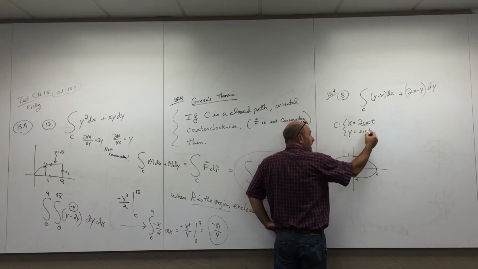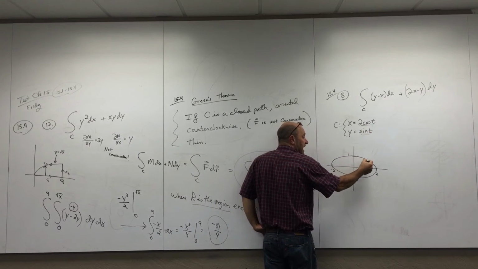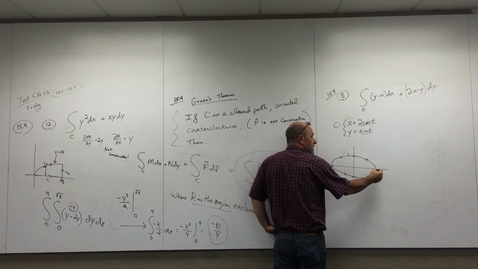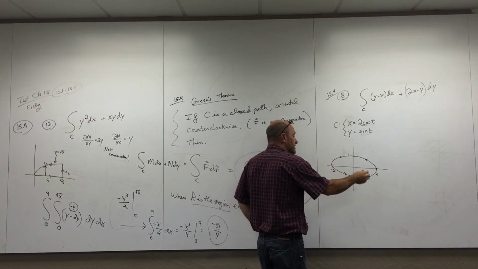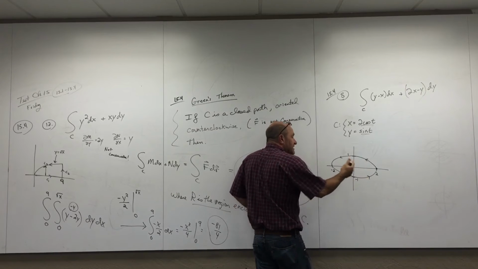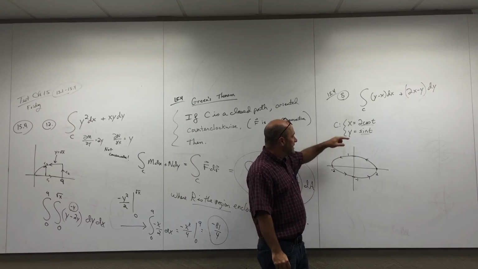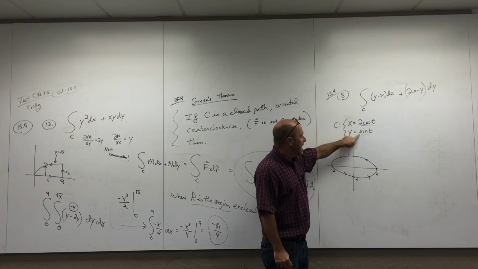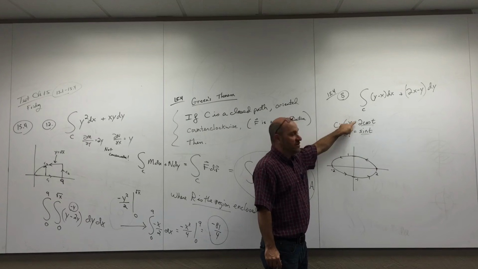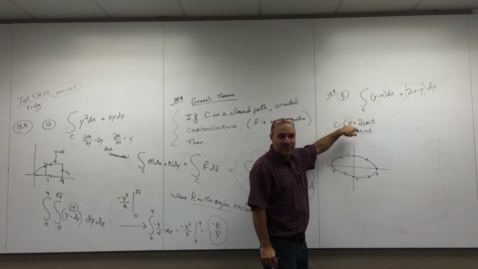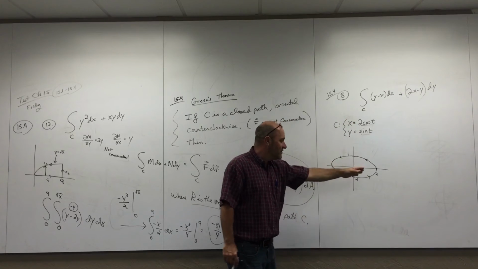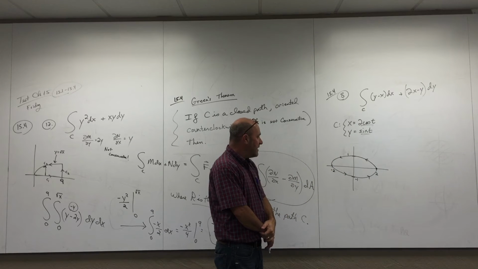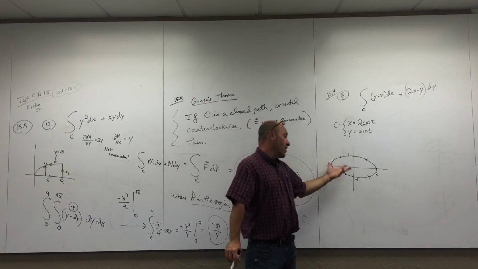Because they used cosine and sine, it is counterclockwise. It's sort of starting here and going counterclockwise. It's a circle with a radius of 2 in the x direction and a radius of 1 in the y direction. Well, that's not a circle, that's an ellipse, right? Radius 2 in the x direction, radius 1 in the y direction. Okay, all right. Well, again, it's a closed curve.